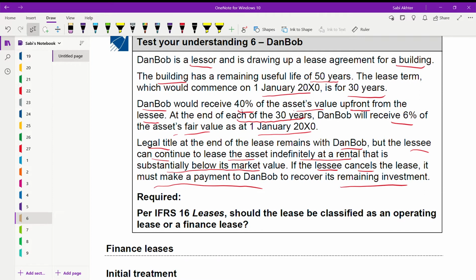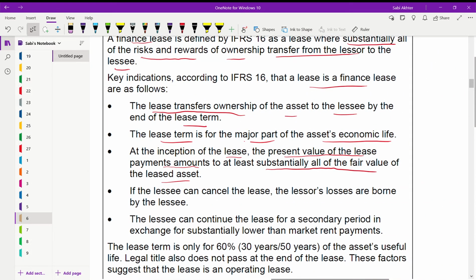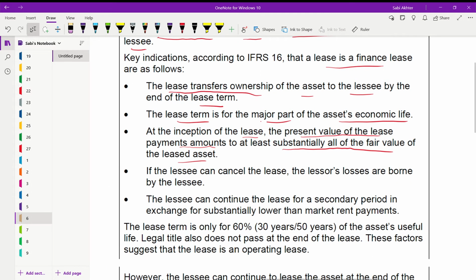What is this? If you see, they receive 40% of the asset's value upfront from the lessee. And at the end of 30 years, they will receive 6% of the asset's fair value as at 1st January 2000. So it shows that they are receiving substantially all of the fair value, not the full amount of the fair value, but substantially all of the fair value of that leased asset. It is included in the present value of the lease payments at the start of the lease. So again, it's a finance lease.